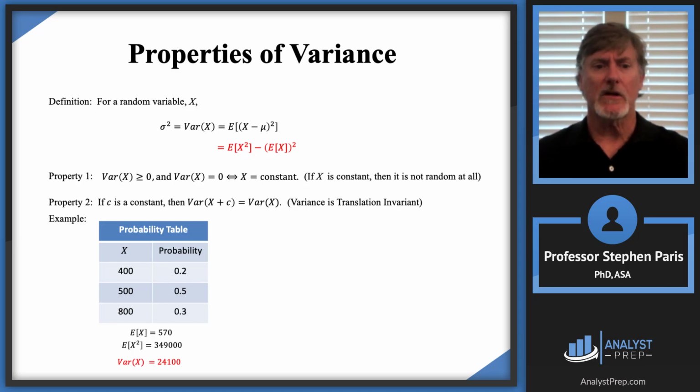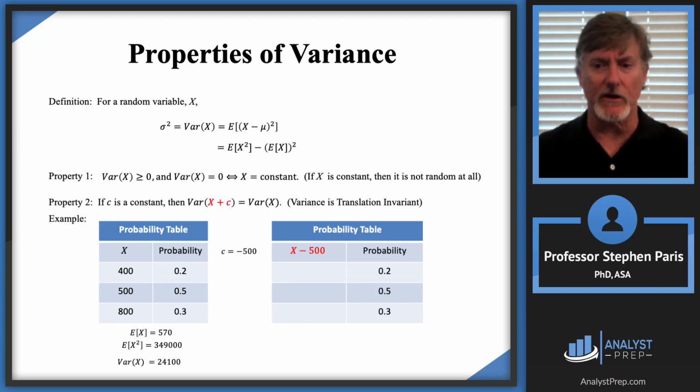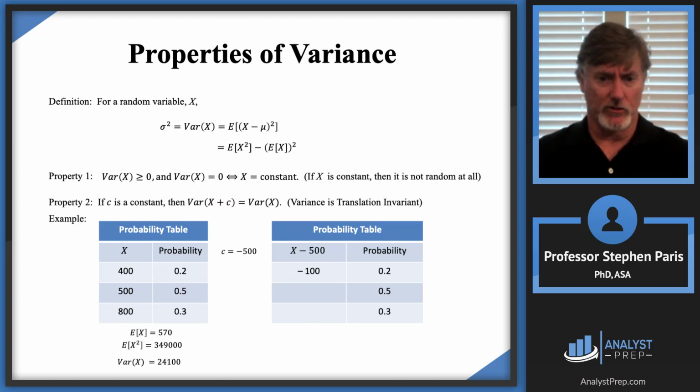So let's apply this. I'm looking at property 2. Let's use a c value of negative 500 and see what happens. So now I'm looking at the random variable X plus negative 500, in other words, X minus 500. What are the values of X minus 500 if X is this discrete random variable in that first table? Well, I just subtract 500 from all of the values of X. So I'd get 400 minus 500, 500 minus 500, and 800 minus 500. And that would be my random variable, X minus 500.